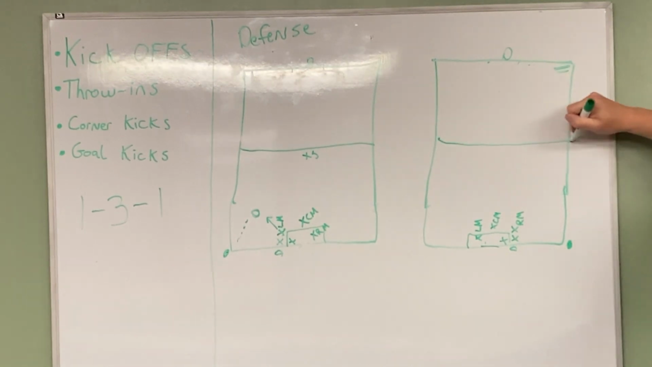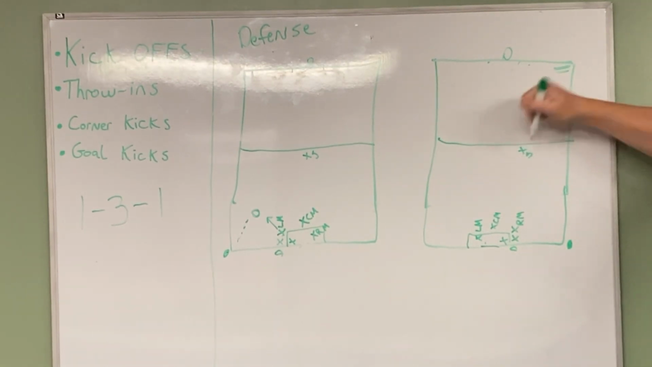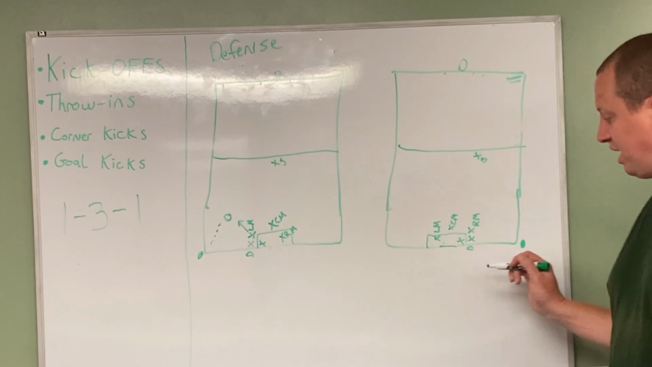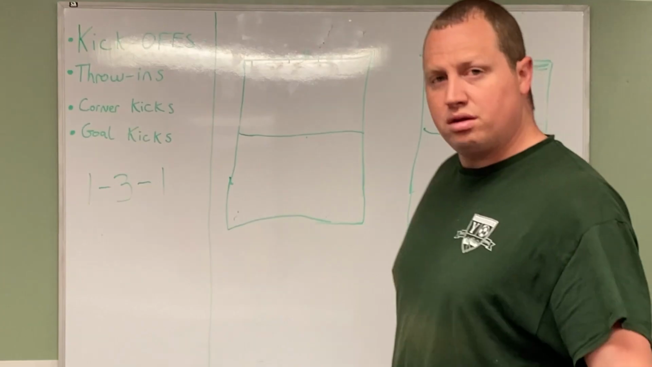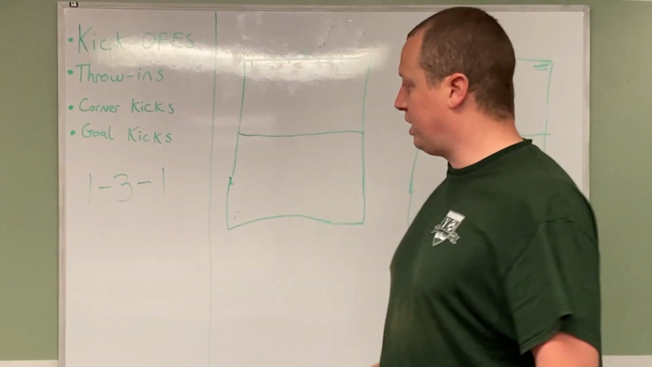And then here's the center line. And then right here is our striker. That's a corner kick when we're on defense, okay? All we have left to look at is goal kicks, okay?